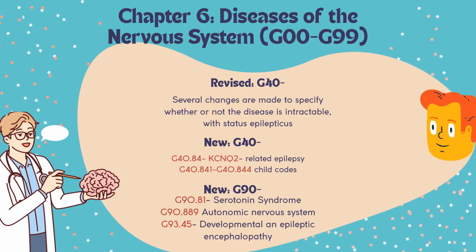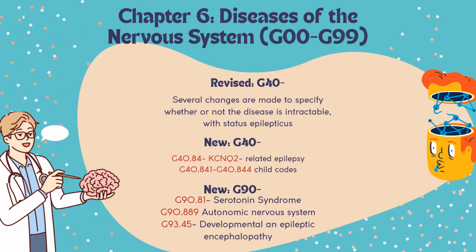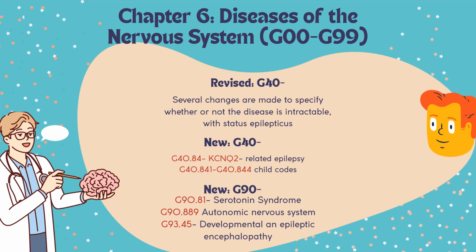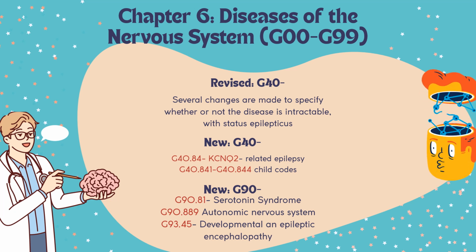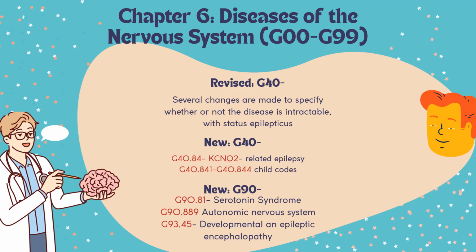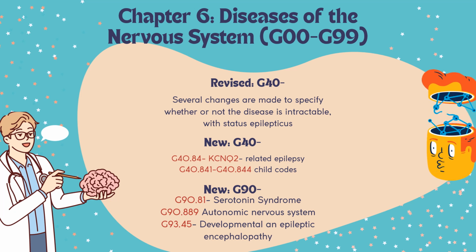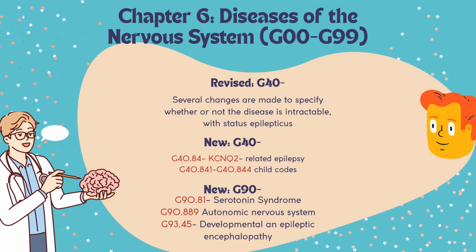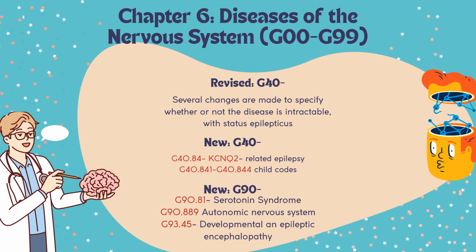There are several changes under G40 epilepsy and recurrent seizures, including the addition of G40.84 KCNQ2-related epilepsy, and 4 child codes, G40.841 through G40.844, to specify whether or not the disease is intractable, with status epilepticus.